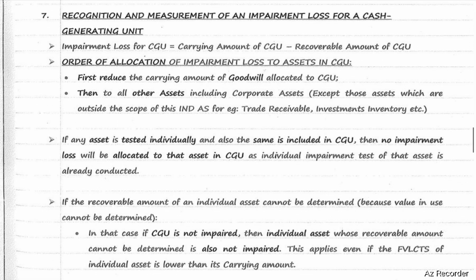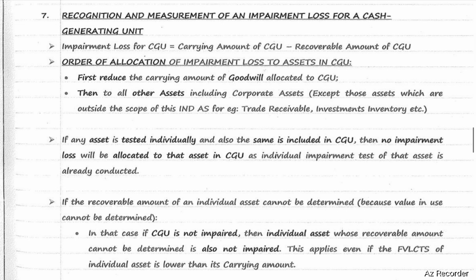Next, recognition and measurement of an impairment loss for a cash generating unit. How to calculate impairment loss for a cash generating unit? Impairment loss for CGU equals the carrying amount of CGU minus the recoverable amount of CGU. What is the order of allocation of impairment loss to assets in CGU?